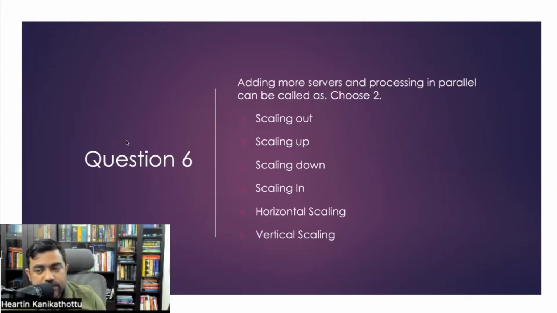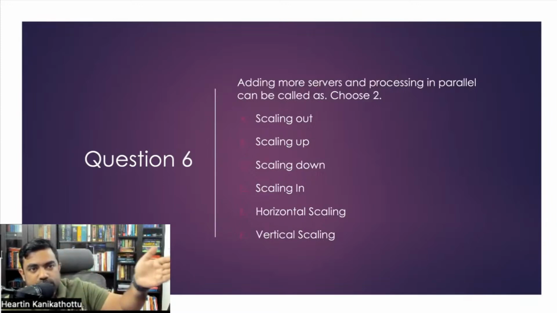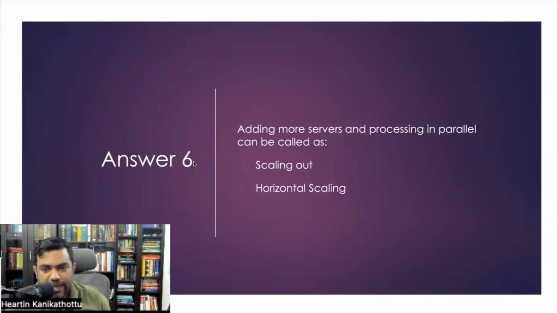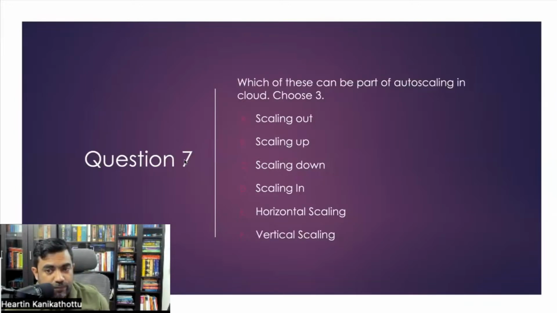So adding more servers and processing in parallel can be called as... so this is adding more servers and processing in parallel. It is called horizontal scaling. So one is E. And adding means scale out, right? So it is A and E.